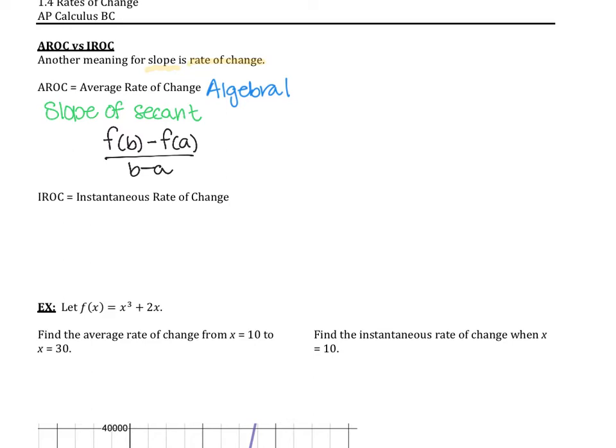The instantaneous rate of change, however, is our calculus slope. Okay, and the instantaneous rate of change is the slope of the tangent. So it's the slope of the tangent line. And the way that we find this is we find f prime at that point that we're trying to find. Okay. That should be pretty straightforward, so let's look at an example.